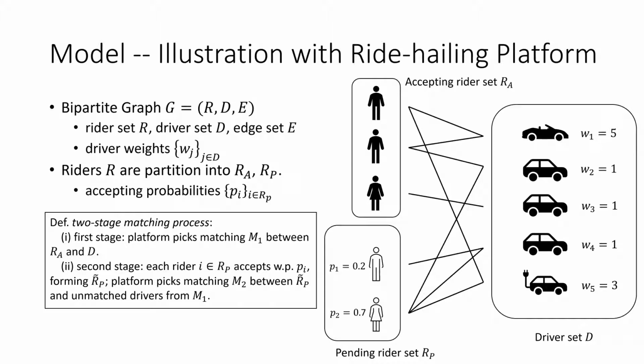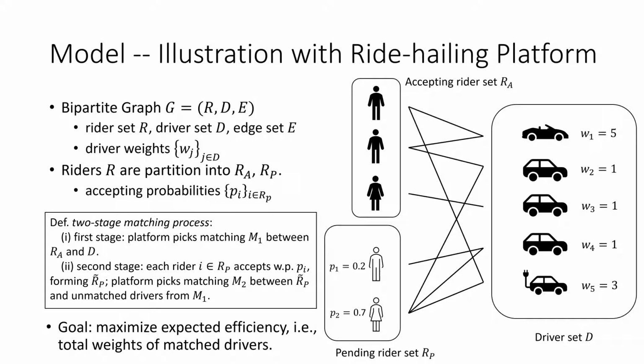Once RP tilde has been realized, the matching algorithm needs to pick a matching M2 between RP tilde and the drivers left unmatched from M1. Our goal is to maximize the expected efficiency, in other words, the total weight of the matched drivers. Here, the expectation is taken over the randomness of both the matching algorithm and nature, in other words, the realization of RP tilde.